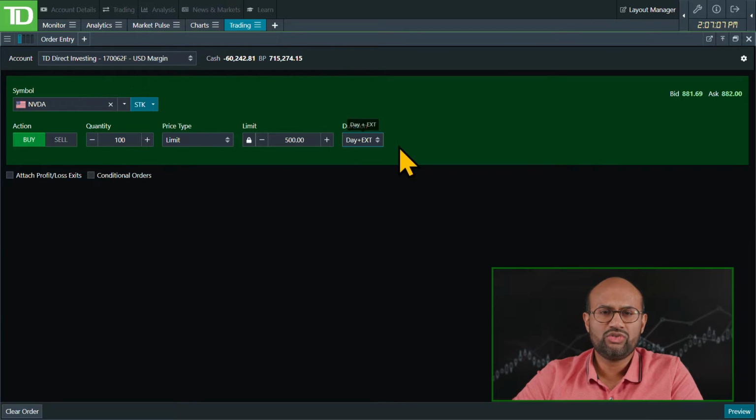So it's very specific that you do need to select this order type. It is only going to be available as a day order, so it cannot be a GTC or a good till date. It's simply a day order if you want to participate in that extended hour session.